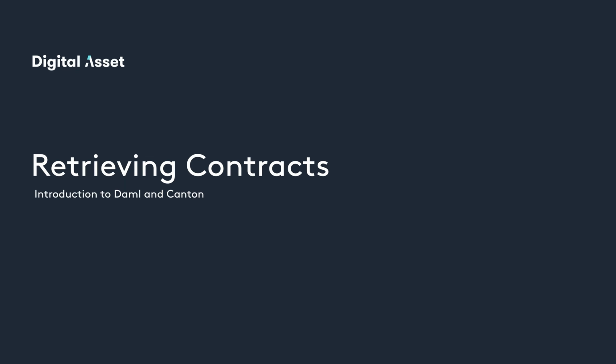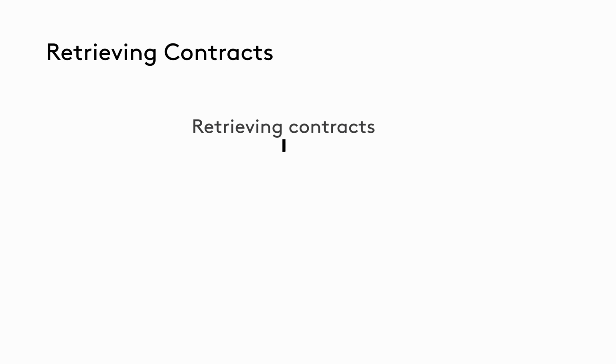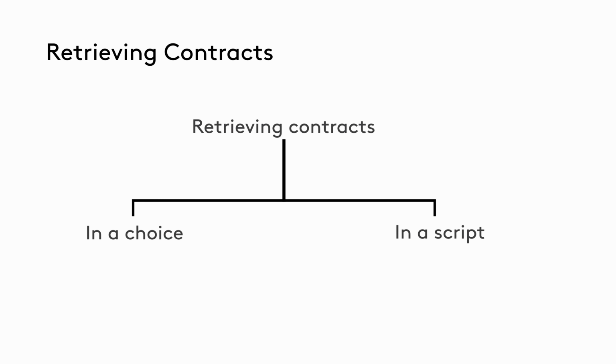There are several ways to retrieve contracts from a ledger. To start with, there are two places where you would need to retrieve contracts in your code. One is within a choice, and the other is in a script. When retrieving contracts within a choice, we have two functions: fetch, which fetches a contract for a given contract ID, and fetch by key, which fetches a contract ID and the contract payload for a given key.